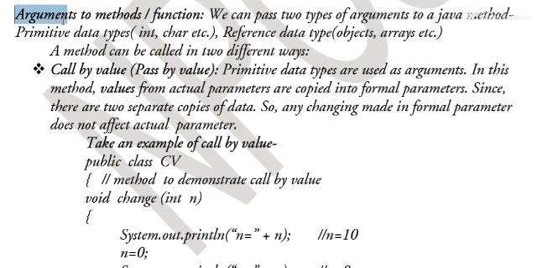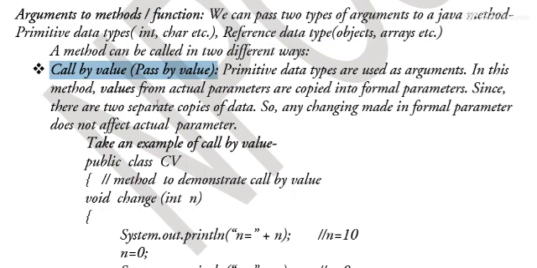Arguments to the method. Generally, we can pass two types of arguments in any method, that is primitive or reference. Primitive passes the value, or reference passes the reference or address of the variable. A method can be called in two different ways depending on the arguments. One, call by value or pass by value, and second, call by reference or pass by reference.